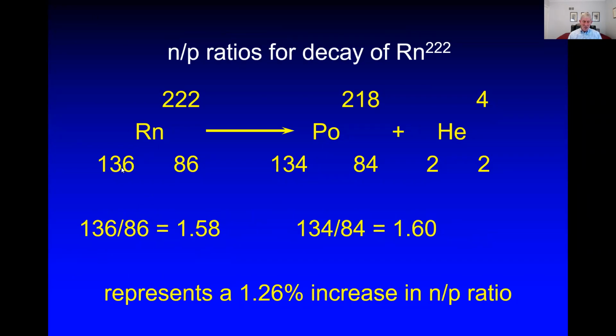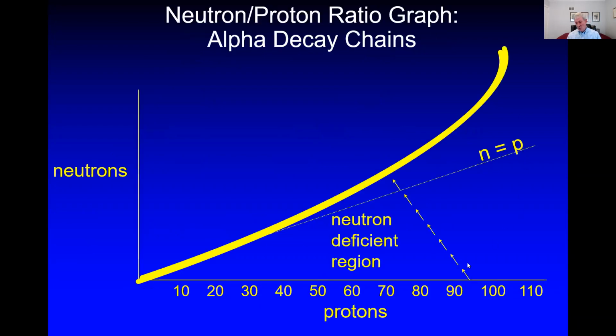This went from 136 over 86. That was a neutron-proton ratio of 1.58. Here, it went from 134 to 84. That increased by a little bit. We expect that because alphas fall out in the neutron deficient region, and we have to increase the NP ratio. But unlike with beta plus and beta minus, which take 1 step or 2 to go to stability, that's not what happens here. This is a very small change, a little over 1% in the ratio. And so what you're going to see is multiple steps before it gets there.